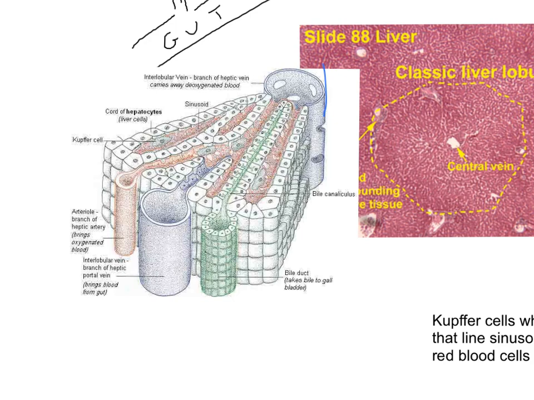As the blood passes along between rows of hepatocytes, there's an exchange between the blood and the hepatocytes. So substances which are highly concentrated will diffuse along concentration gradients into the hepatocytes.